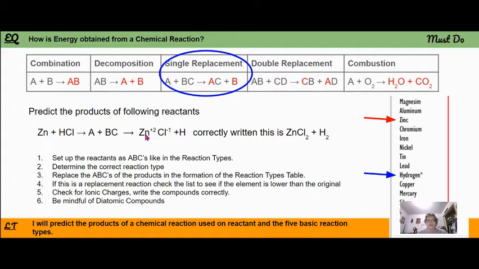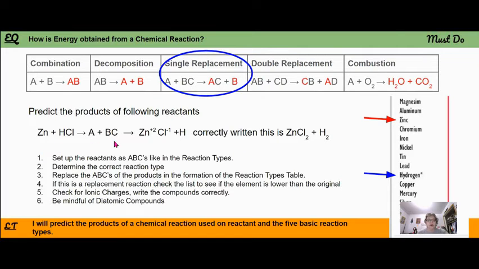So since we know that zinc is a +2 and we know that chlorine is a -2, we now have zinc chloride, which is ZnCl2. And we also know that hydrogen is a diatom, right? So we need to make that an H2, okay?